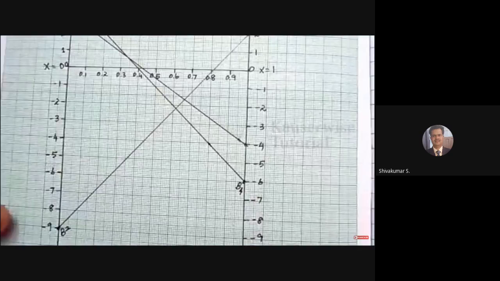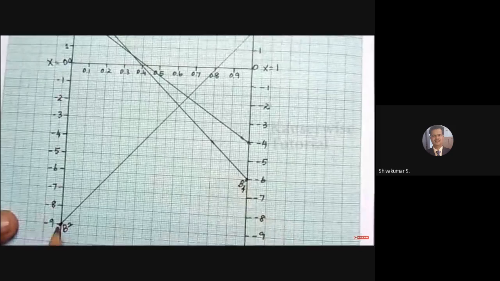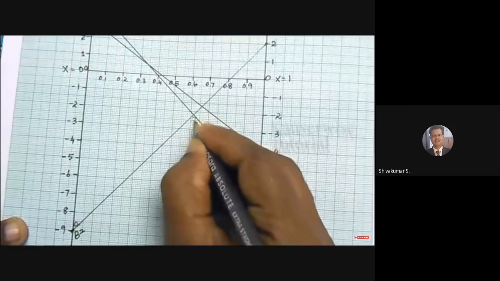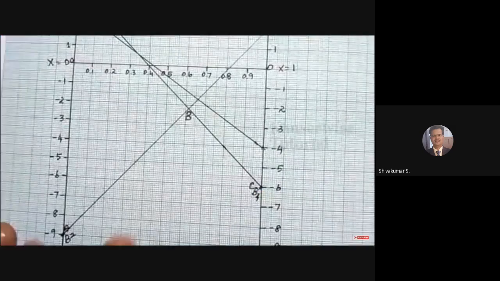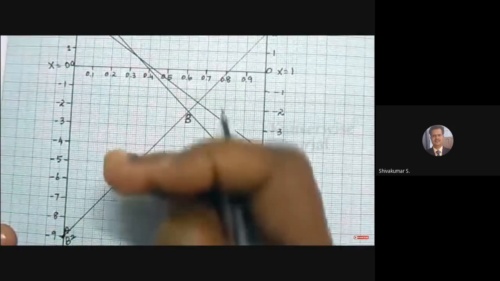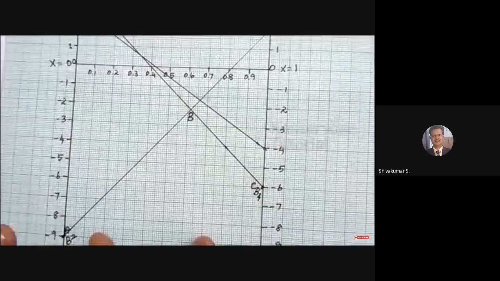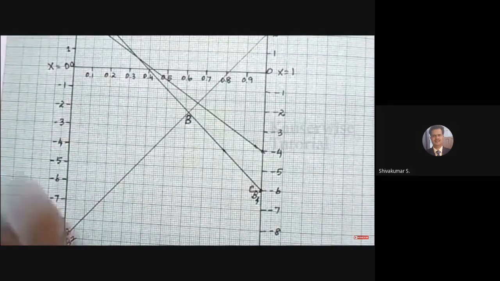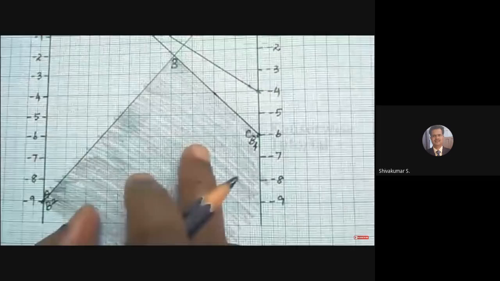Look at the graph, name the intersection points. Here the intersection points are there. So this point is A, this point is B, and this point is C. Now shade the common region which is below the boundary and find out the highest intersection point. That point is called the maximum point. So this is the common region which is below the lines.